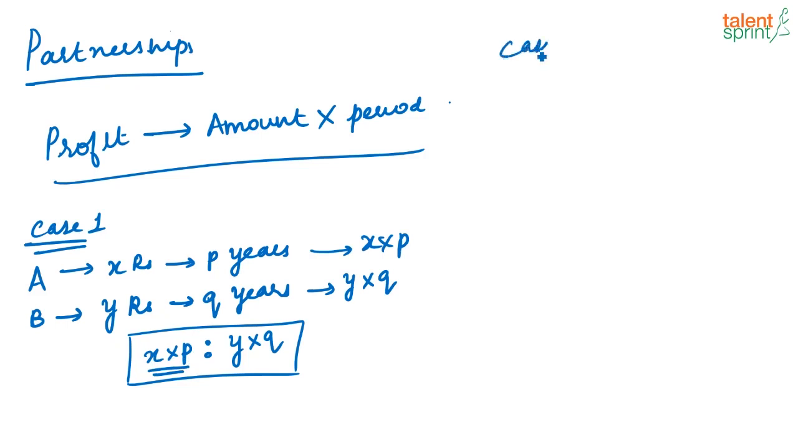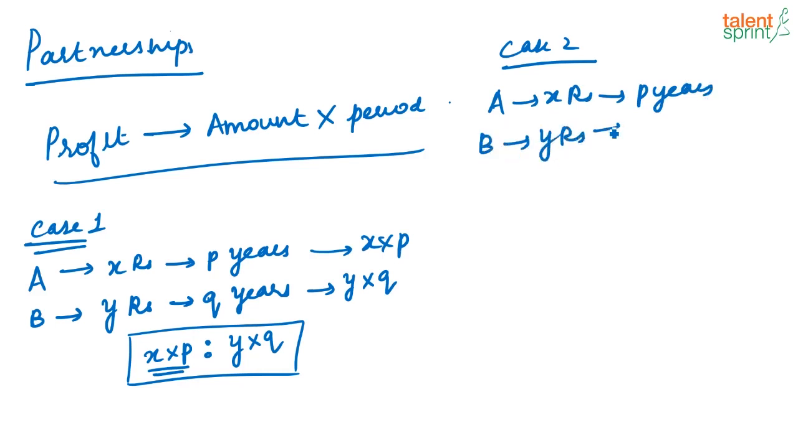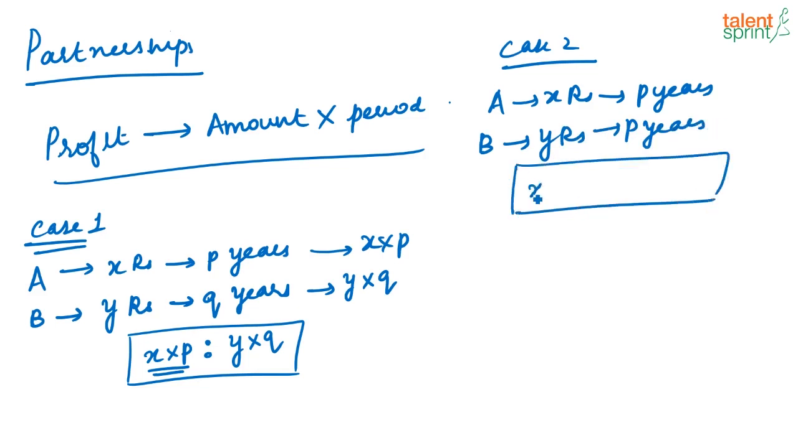Now, let us take another case, where A is investing, let us say X rupees, for P years. Now, B is investing Y rupees for P years again. So, at the end of these P years, in what ratio will the profit be shared between them? X into P is to Y into P, or I can say profit will be shared between them in the ratio X is to Y. Why is this? Because here the period of investment remains the same.